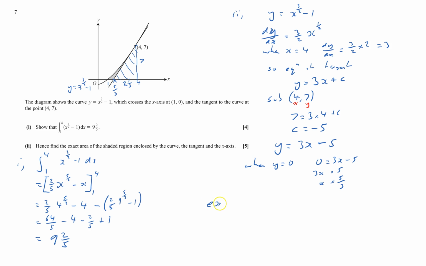So the exact area, that's what it's asking me for, equals 9 and 2/5, that's the whole area underneath the curve, take away the area of the triangle. So it equals 9 and 2/5 minus a half times that 2 and 1/3, I might make it 7 over 3, times the height of my triangle, which is 7, and that equals 1 and 7/30, and that's the answer, and that's question 7 done.